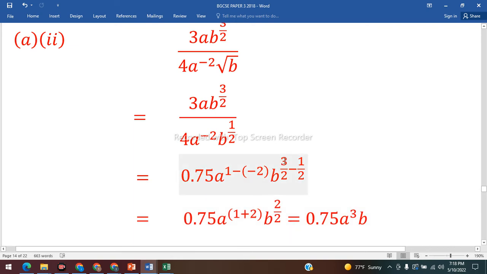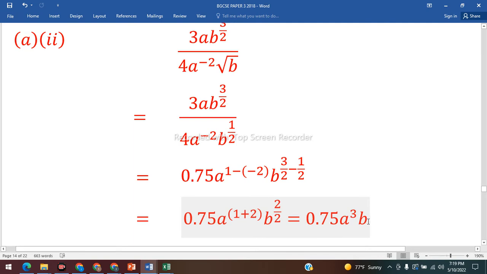3/2 minus 1/2 is going to be equal to 2/2 because 3 minus 1 is 2. And of course, the denominator stays the same. Now, we keep the 0.75. And what we have here is 0.75, a to the third power. How do we get to the third power? We add 1 plus 2.